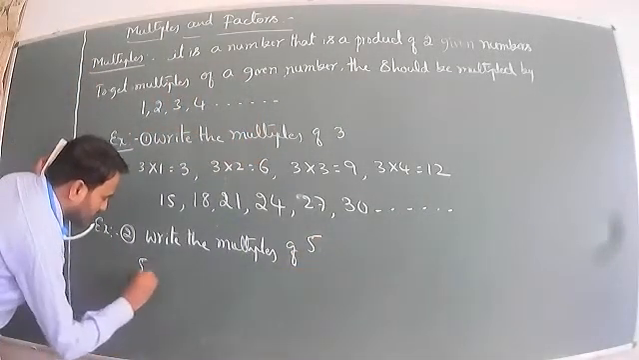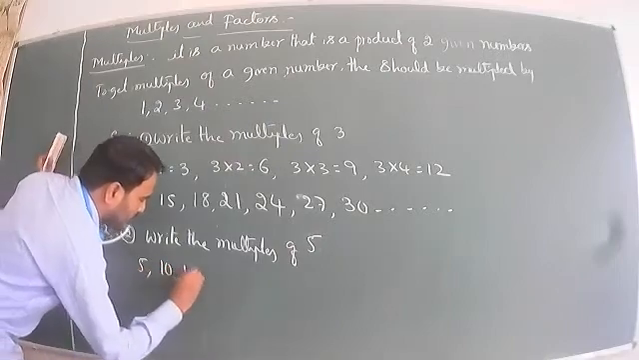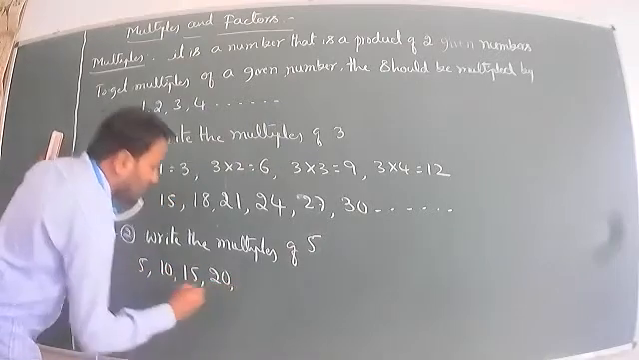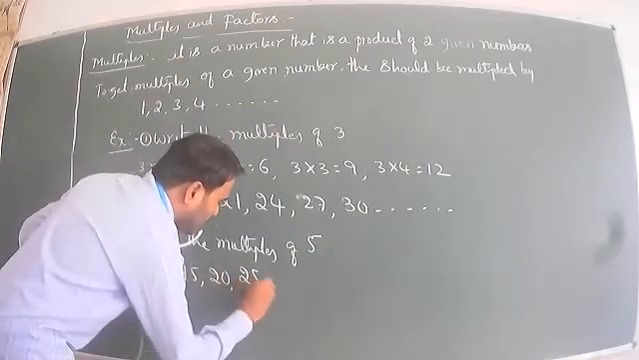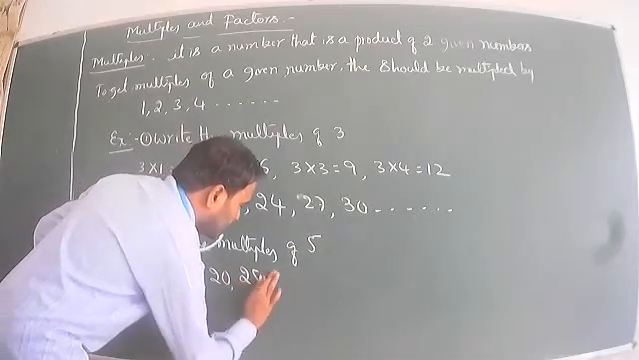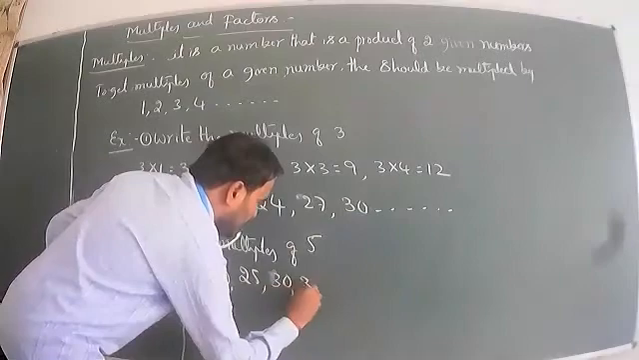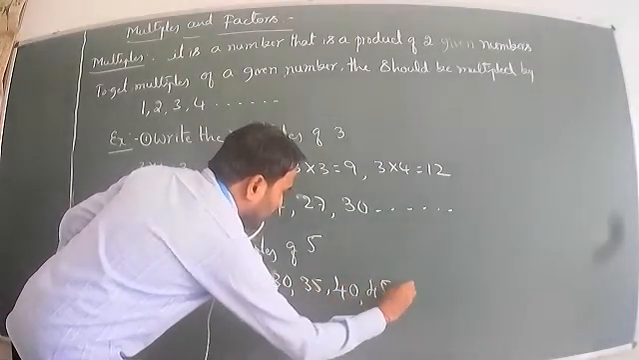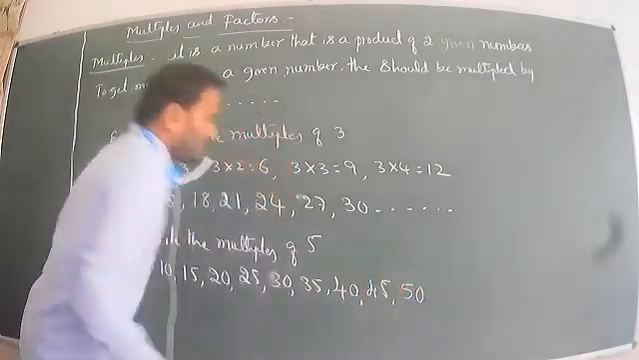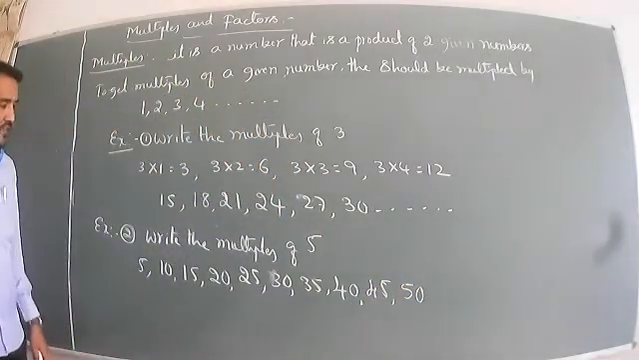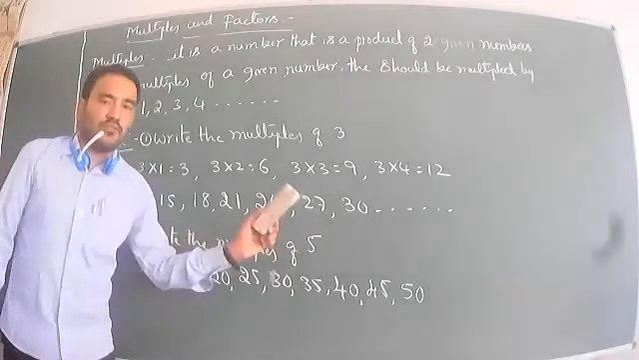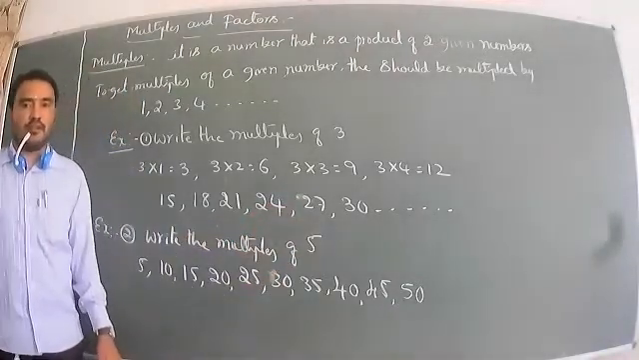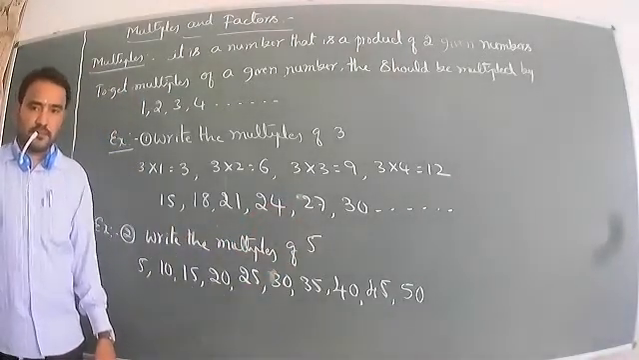1 multiplied by 5 is 5, 5 twos are 10, 5 threes are 15, 5 fours are 20, 5 fives are 25, 5 sixes are 30, 5 sevens are 35, 5 eights are 40, 5 nines are 45, 5 tens are 50. These are the multiples of 5.